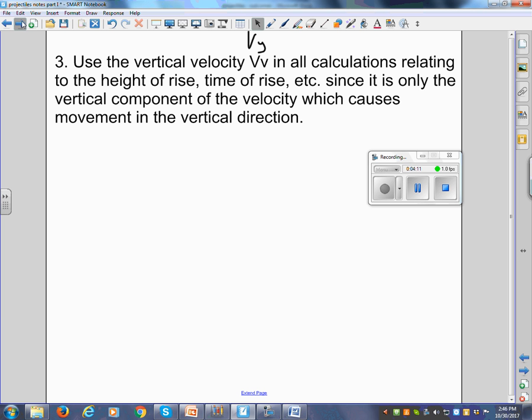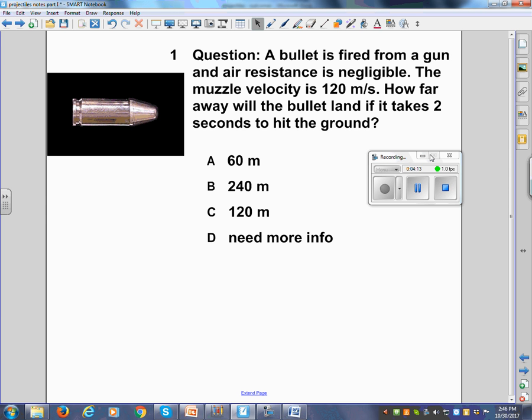Okay, so here's your clicker question. A bullet is fired from a gun and air resistance is negligible. What does the word negligible mean? So small that we don't need to worry about it. The muzzle velocity is 120. Muzzle velocity is a word you're going to have to know. It means how fast it leaves the gun, the initial velocity. It's 120 meters per second.